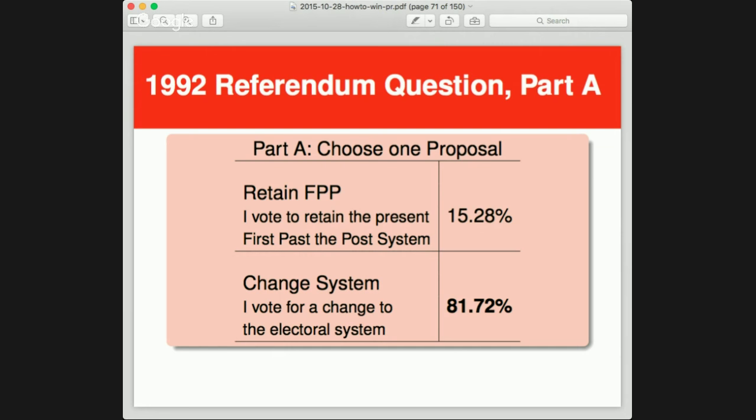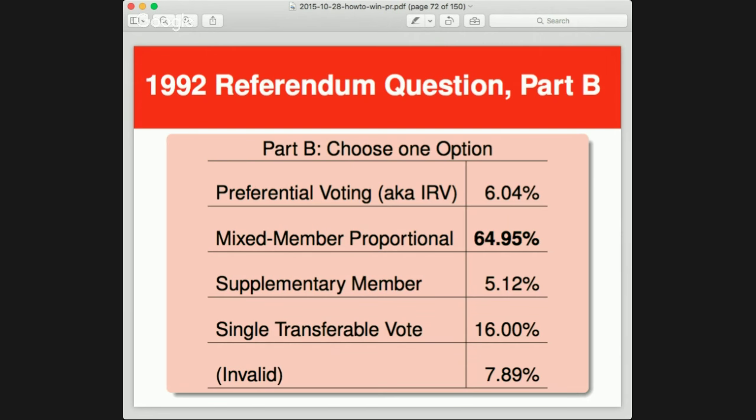Part A, so that's the first question. Part B, here are 4 different systems. Which one do you like the best? And so it turns out that mixed member proportional happened to get not only the biggest number, but a majority. So that kind of tied their hands, right? I don't know what would have happened if all of these had been less than 50%, but clearly mixed member proportional was the winner in this case.